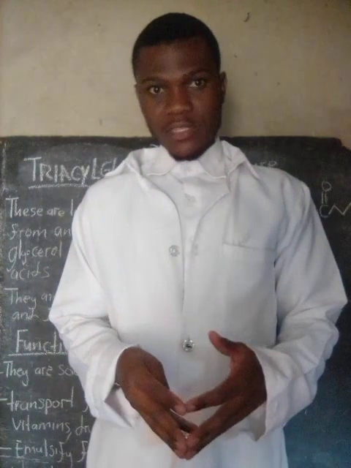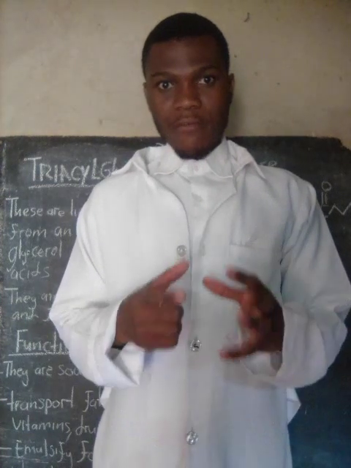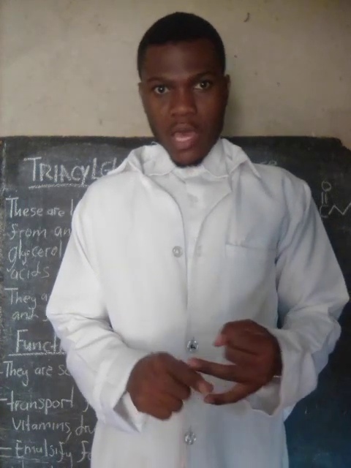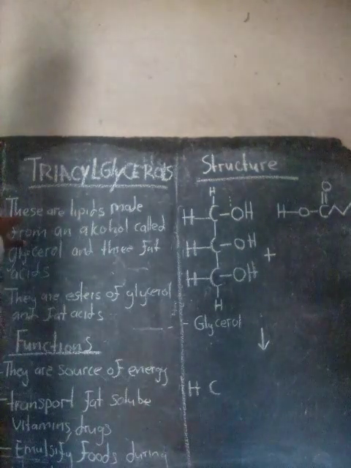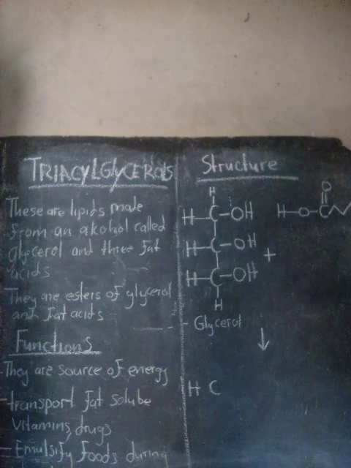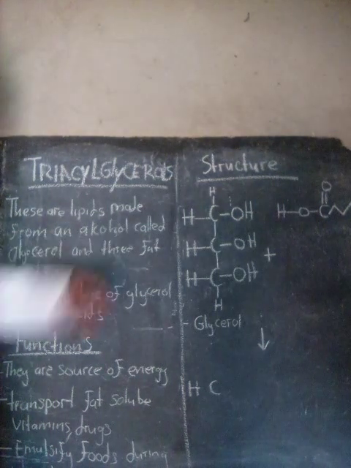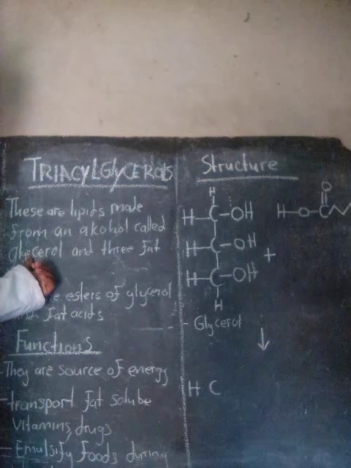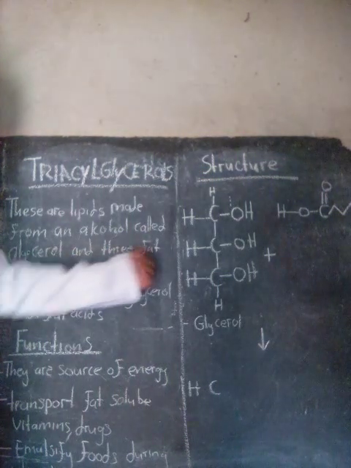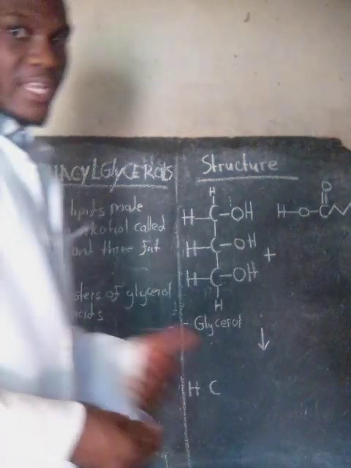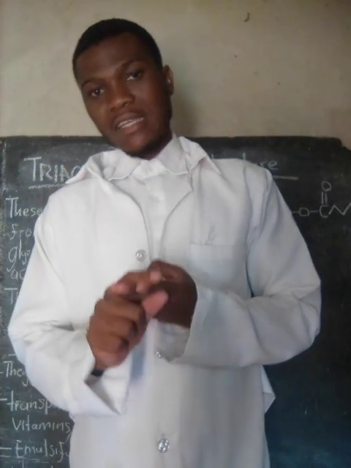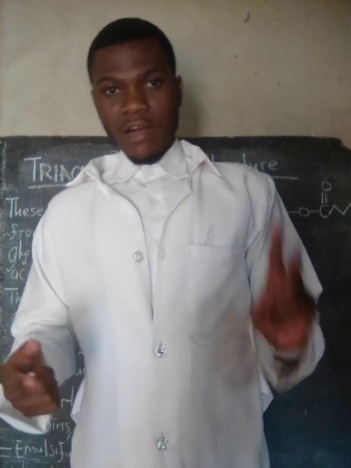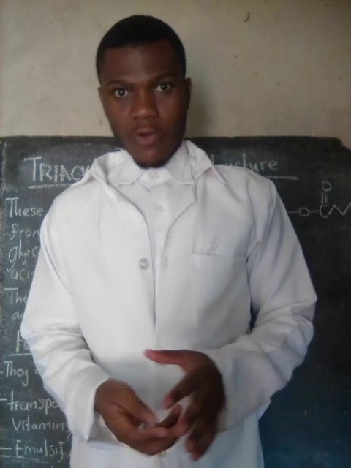they are simply types of lipids that are made from an alcohol and a combination of three fatty acids. So we are saying that these are lipids made from an alcohol, which we call a glycerol, and three fatty acids. So for you to have a triglyceride, meaning you have three fatty acids, which is making it tri. Then you have one alcohol molecule, which we call a glycerol.